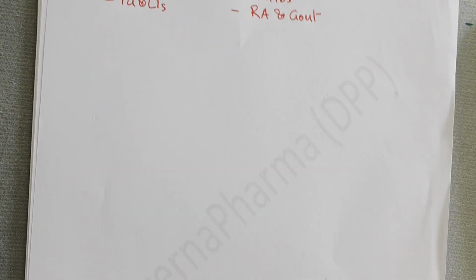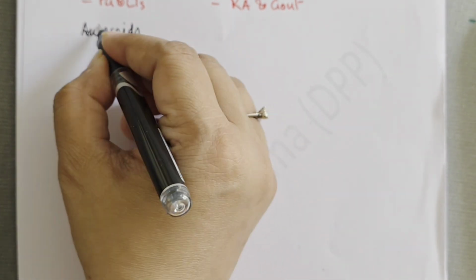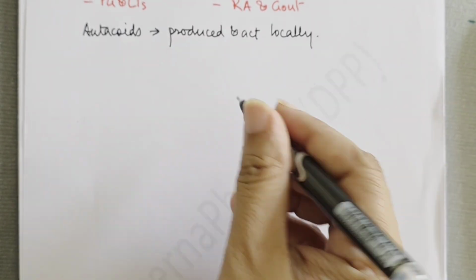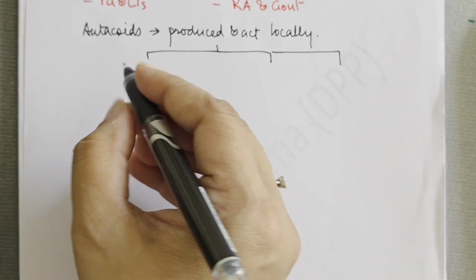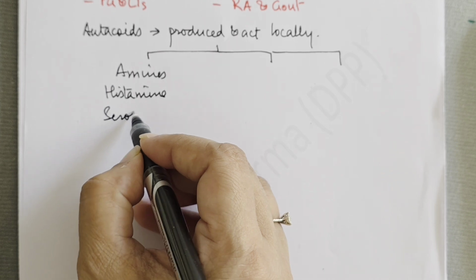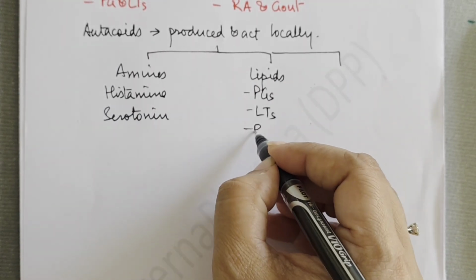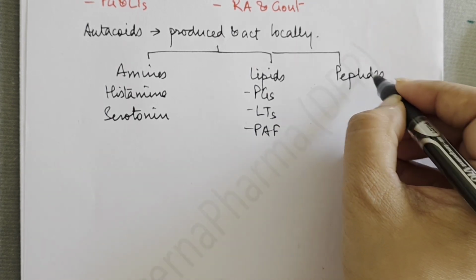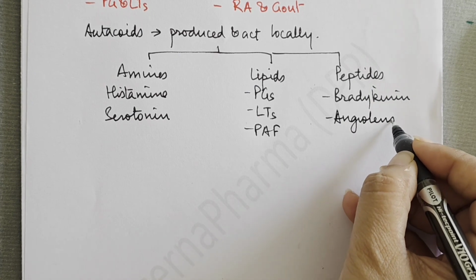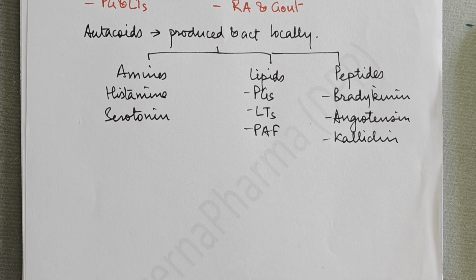ठीक है, तो ये हमारा लर्निंग ऑब्जेक्टिव्स हैं अभी के. सो सबसे पहले समझते हैं ऑटोकॉइड्स. नाउ ऑटोकॉइड्स आर बेसिकली सब्सटेंसेस विच आर प्रोड्यूस्ड and also act locally. Okay, right? Now in this we have again a classification. So amines are basically histamine and serotonin. Lipids are basically prostaglandins, leukotrienes and PAF. And peptides are basically bradykinin, angiotensin and kallidin, right? So this is the classification of autocoids. Okay, amines, lipids and peptides.